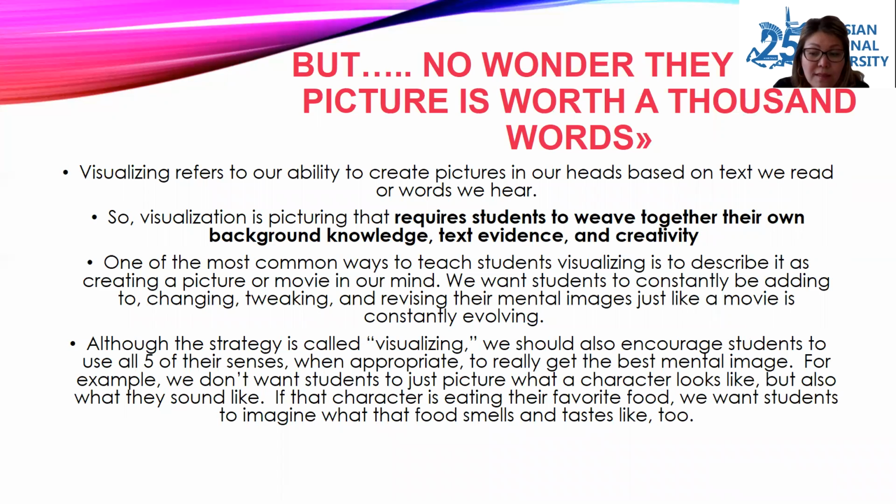We want students to constantly be adding to, changing, tweaking, and revising their mental images, just like a movie is constantly evolving. Although the strategy is called visualizing, we should also encourage students to use all five of their senses when appropriate to really get the best mental image. For example, we don't want students to just picture what a character looks like, but also what they sound like. If that character is eating their favorite food, we want students to imagine what that food smells and tastes like too.